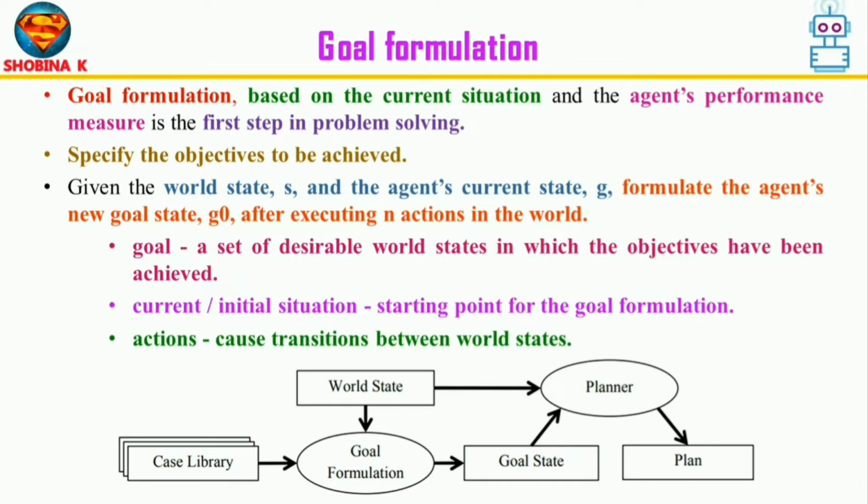We can define goal formulation as given here. Given the world state and the agent's current state, formulate the agent's new goal state after executing the actions in the world. So we can say a goal is a set of desirable world states in which the objectives have been achieved. The current and initial situation is the starting point for the goal formulation.